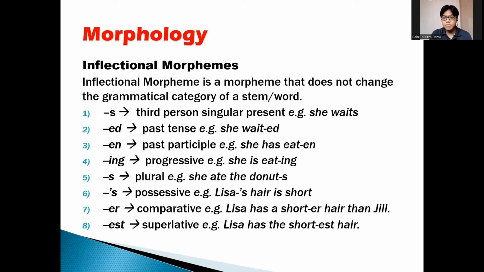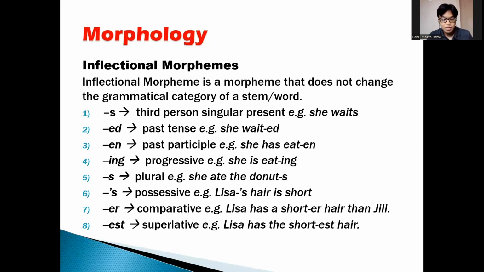Next, inflectional morphemes. An inflectional morpheme is a morpheme that does not change the grammatical category of a stem or a word. Examples of inflectional morphemes are, first, the morpheme s, which is used for third person singular present. For example, she waits. Second is the morpheme ed, which is used for past tense. For example, she waited. Third one is en, which is used for past participle. For example, she has eaten. And then the morpheme ing, which is used for progressive. For example, she is eating.